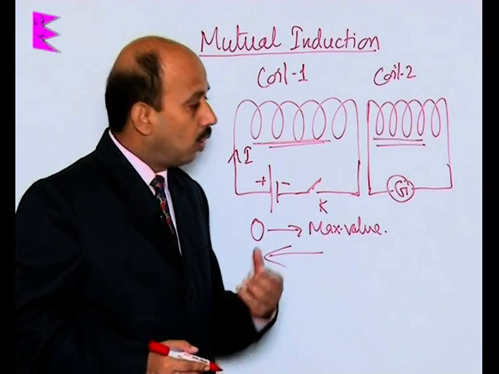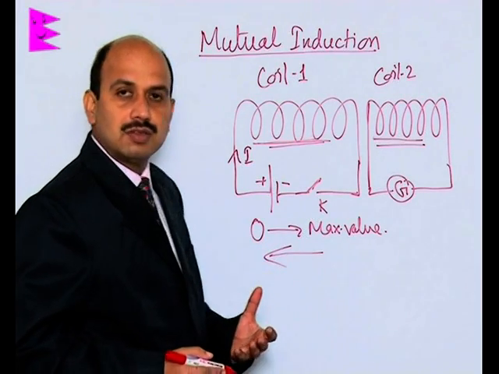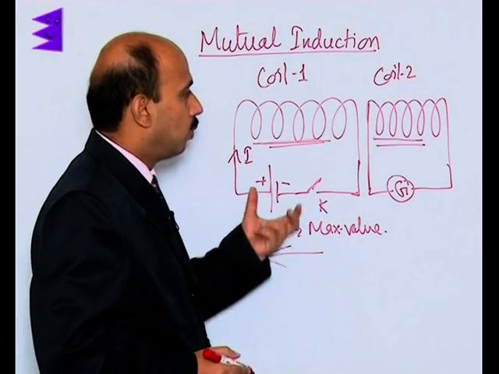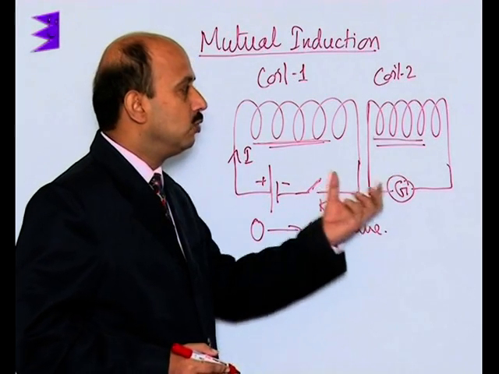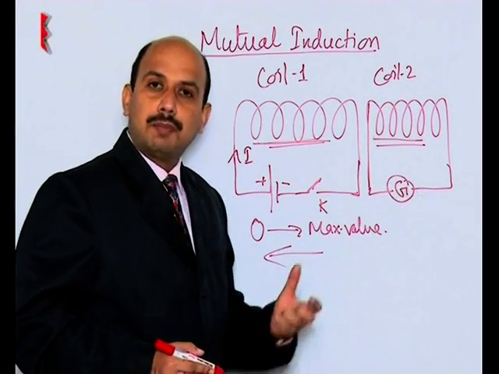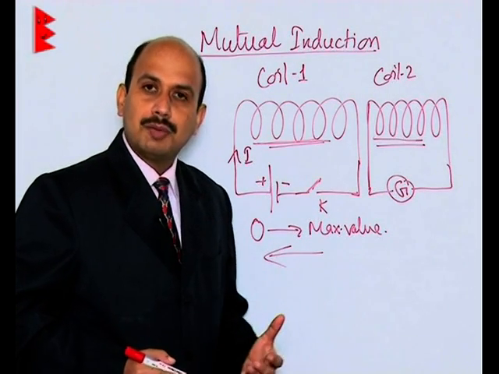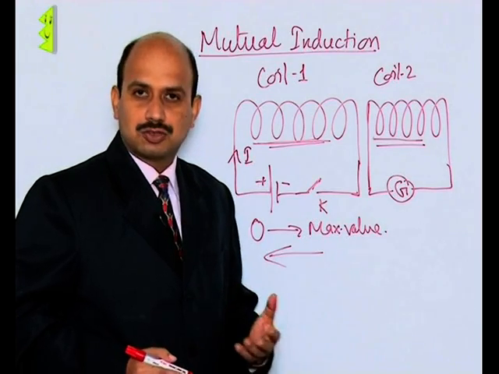So now we can define it like this. Whenever there is an increase or decrease of the strength of current in coil 1, there is an induced EMF in coil 2 which opposes the increase or decrease of the strength of current, and this phenomenon is known as mutual induction.